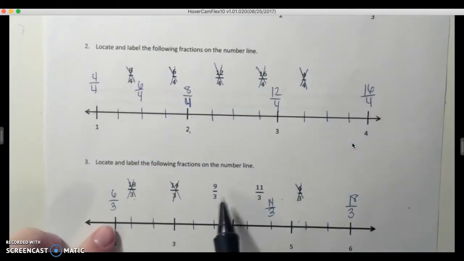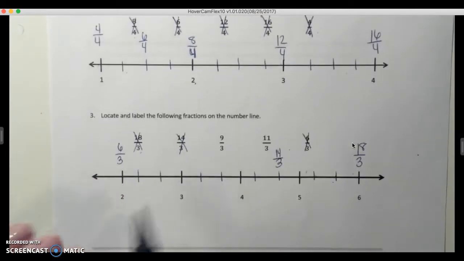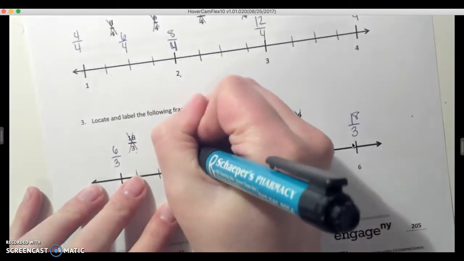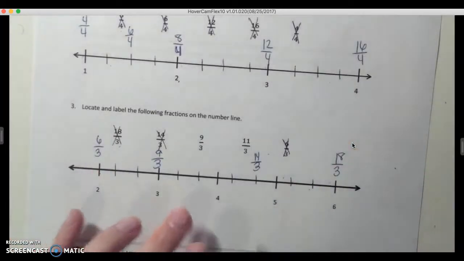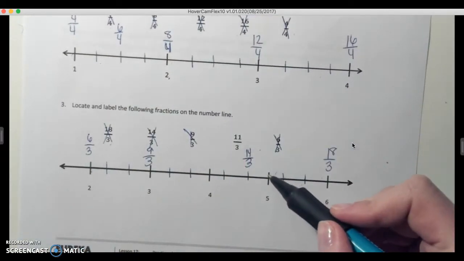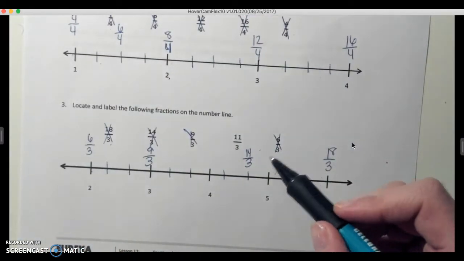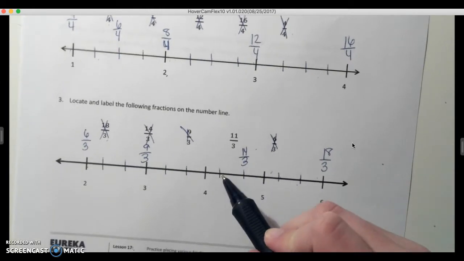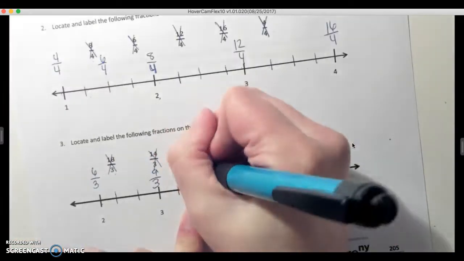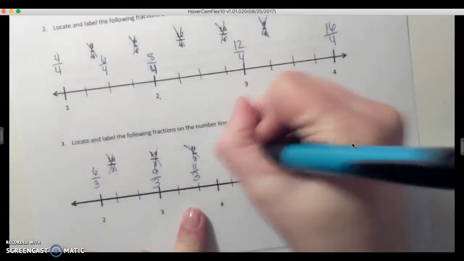Now I'll start on the 6 and do my 9/3. And I have 6/3, 7/3, 8/3, 9/3, right on that 3. Then I am going to cross that one out, and now I have 11/3. I'm going to start on my 14/3 and go backwards because I think that's easiest. So we will do 13/3, 12/3, and 11/3. And cross that one out. All right, flip it on over.